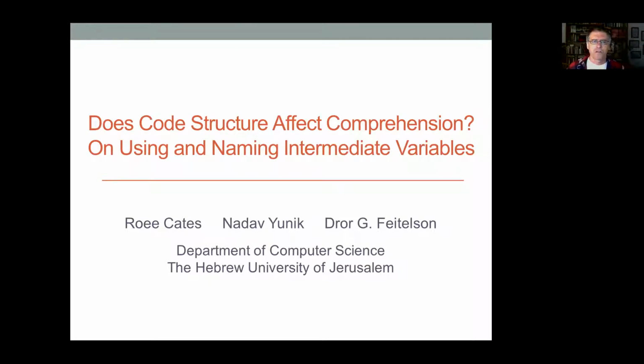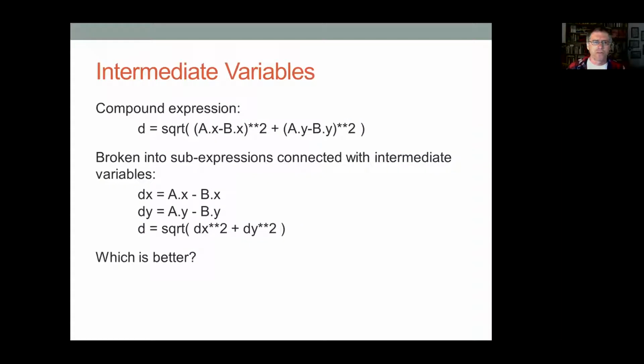Hello, I'm Dror Feitelson, and I'm going to present our research on how using and naming intermediate variables affects code comprehension. Intermediate variables appear when we take a compound expression and break it into sub-expressions. For example, we can calculate the Euclidean distance between two points using a compound expression, or else we can first calculate the horizontal distance, then the vertical distance, and use these two in the final equation in order to calculate the Euclidean distance. And the question is, which is better?